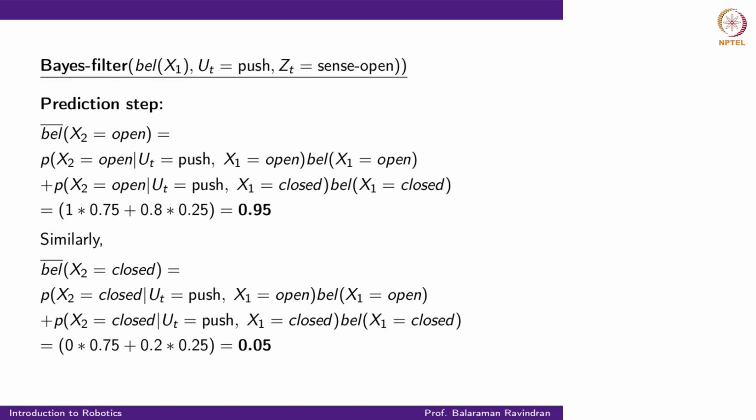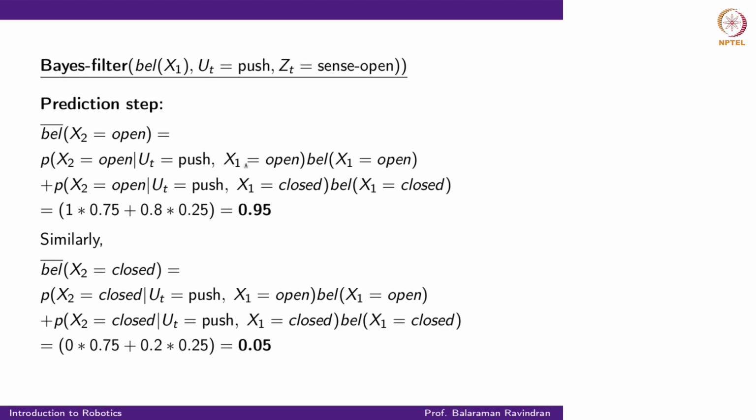Let's look at what our prediction step should be. I have to first look at bel bar x2 is open. That's given by first starting off with bel x1. So I have to look at both x1 open and x1 closed as my starting points. x2 could end up as open because I started off with x1 equal to open and did something that made it stay open, or I started off with x1 equal to closed and did something that made it open. So I have to consider both outcomes: I started off with open and then it stayed open, or I started off with closed and then I made it open.